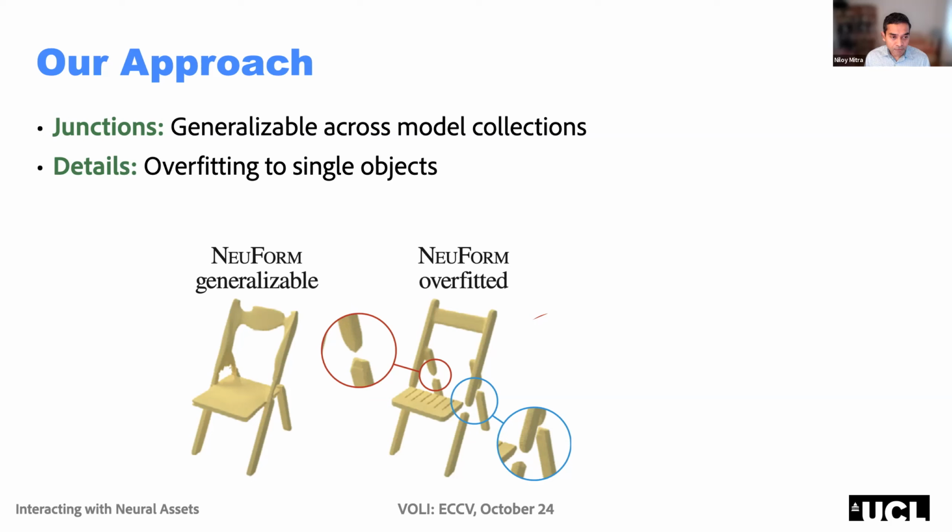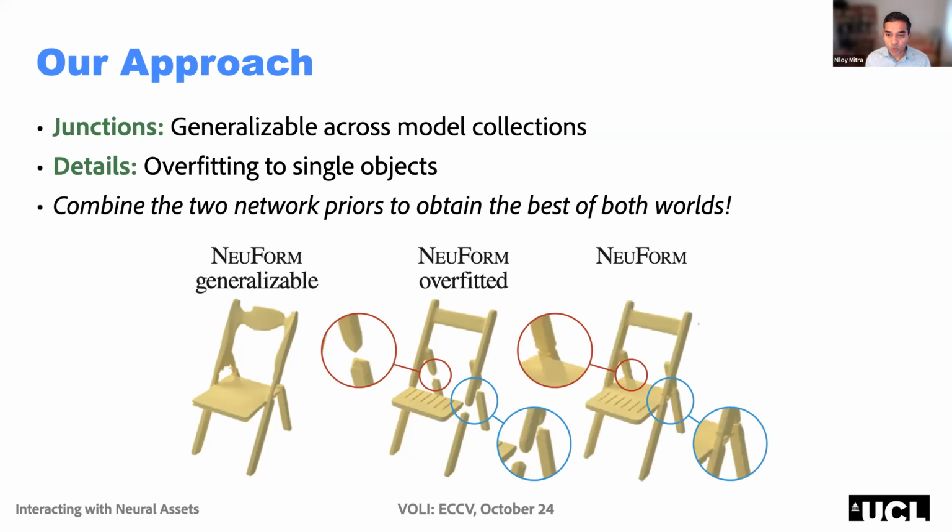If you look at the left one, the generalizable one, this looks like a chair, but we lost the uniqueness of the chair. The right one is good at overfitting, but as soon as we start editing, the chair sort of falls apart because it has only seen a single chair. And what we would like to have is a NeuForm that allows us to edit the chair, but still keep the uniqueness. Okay, so we want to combine the best of both worlds.